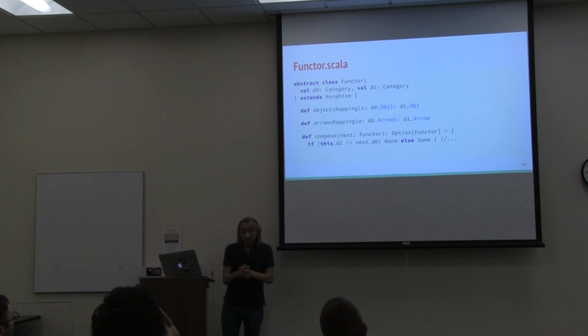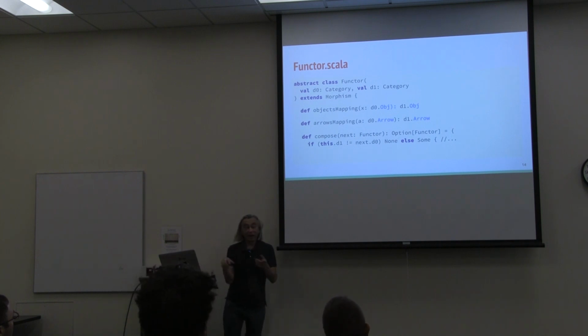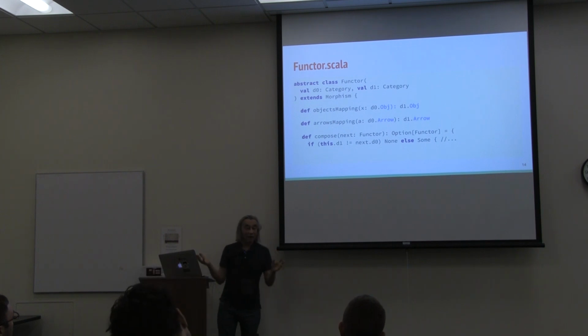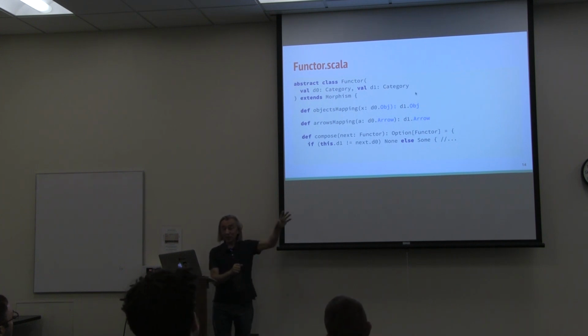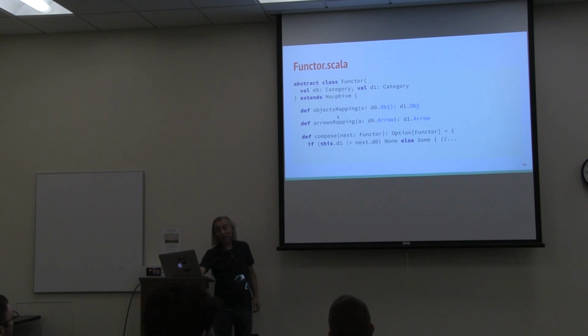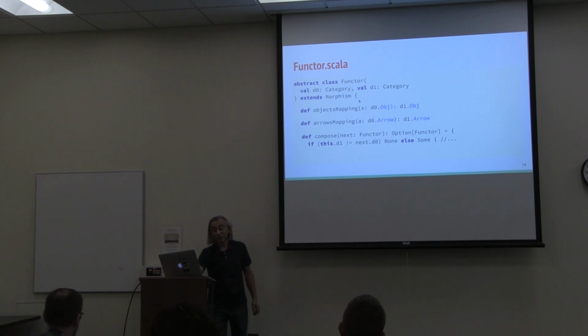So a functor, I'm not defining anything from a categorical point of view because I believe everybody knows it already, right? A functor is just a morphism from one category to another. So domain is a category and codomain is a category. And how do we define a functor? We have to specify how objects are mapped and how arrows are mapped. So we need object mapping and arrow mapping. We need these two functions, and they give us the whole definition of a functor.